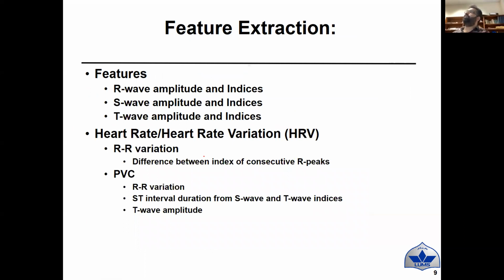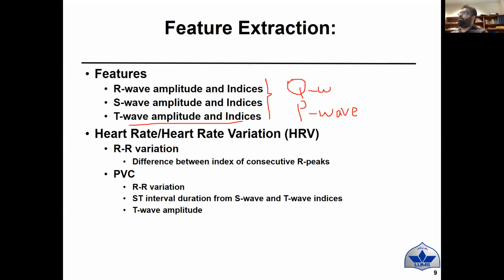Starting with the features you are going to focus on, you will mainly focus on multiple features. Those features are the R wave amplitude and indices, S wave amplitude and indices, T wave amplitude and indices, and also the Q wave amplitude and indices and P wave amplitude and indices. You are not going to use these for the classification, but you are going to deduce or calculate them from your ECG pattern.